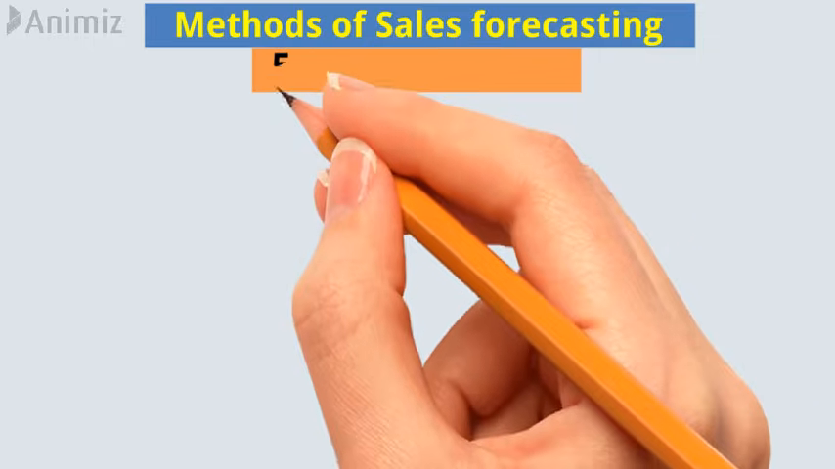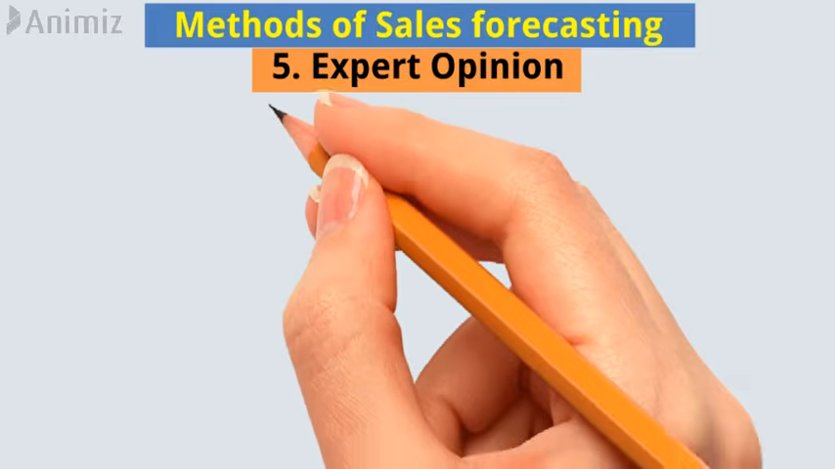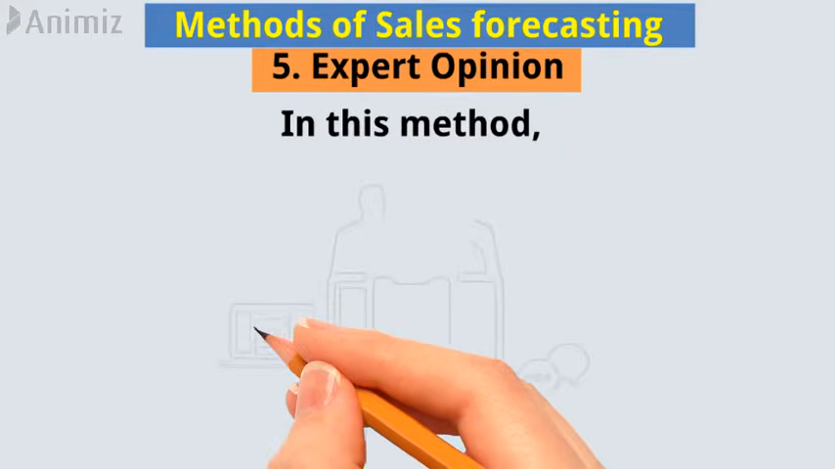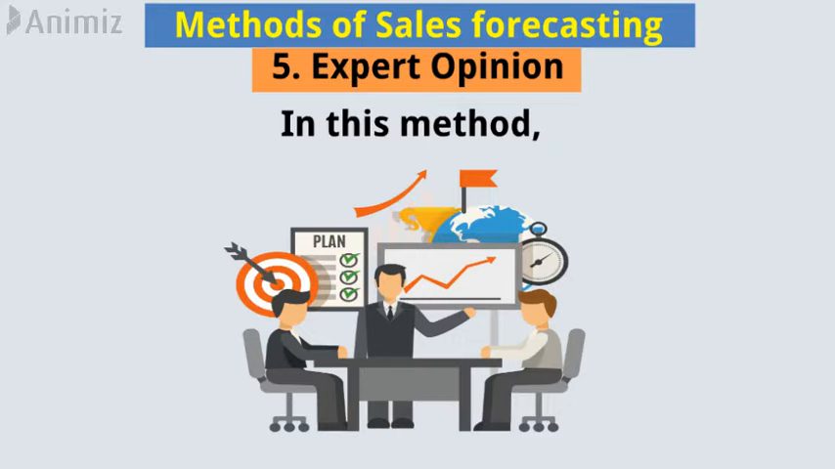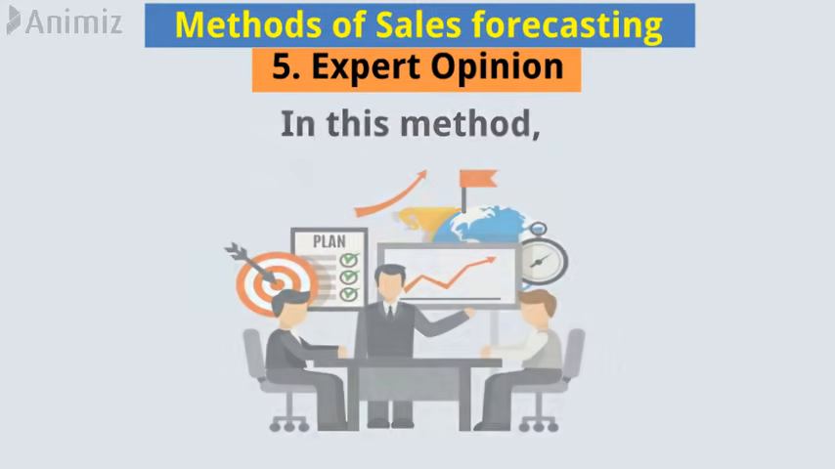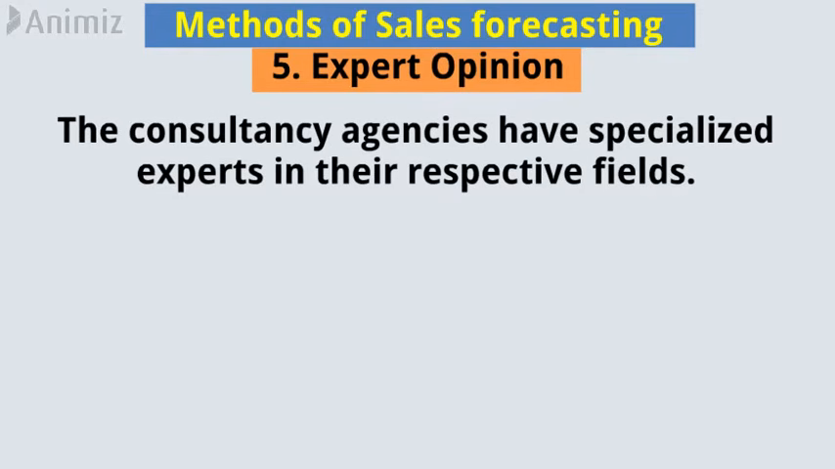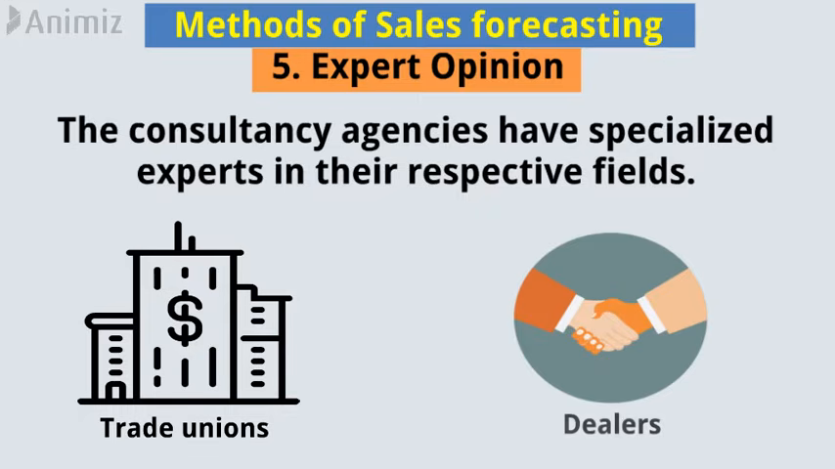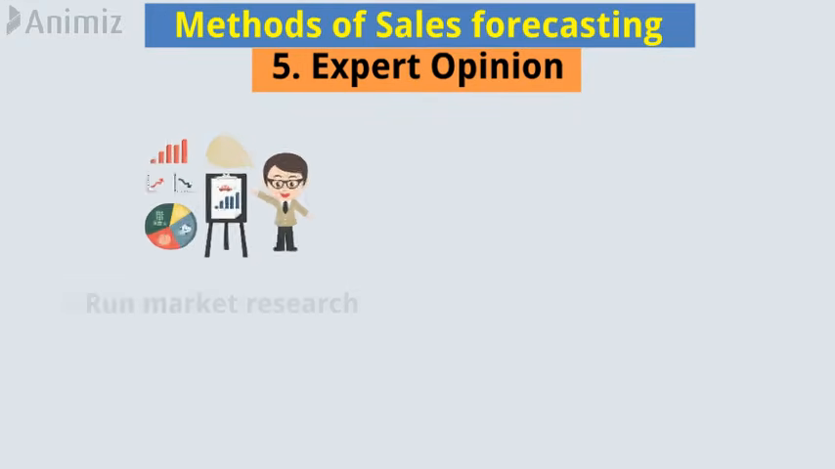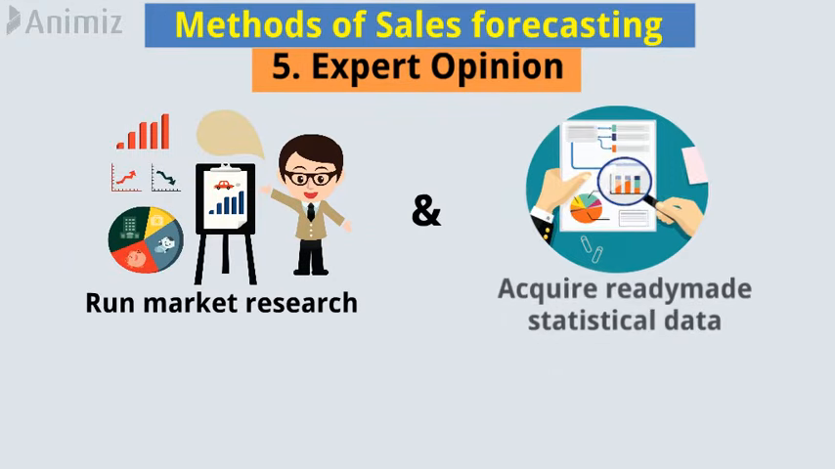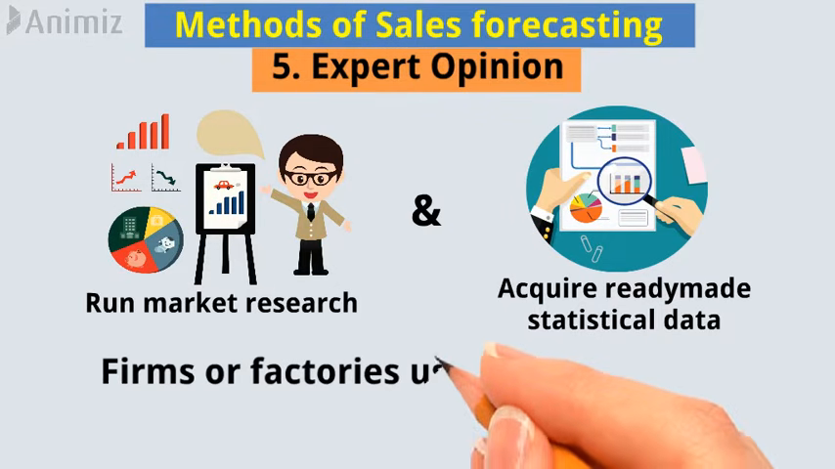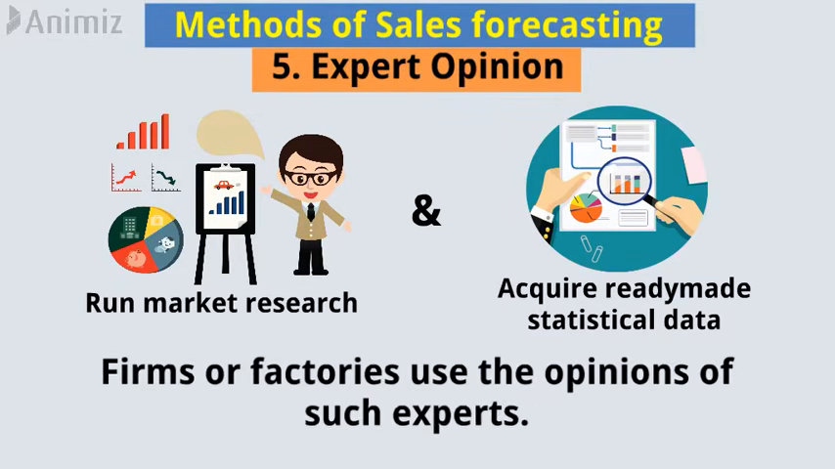5. Expert opinion. In this method, several types of consultancy agencies have entered the field of sales. The consultancy agencies have specialized experts in their respective fields. This includes trade unions, dealers, etc. They may run market research and acquire ready-made statistical data to forecast sales. Firms or factories use the opinions of such experts.